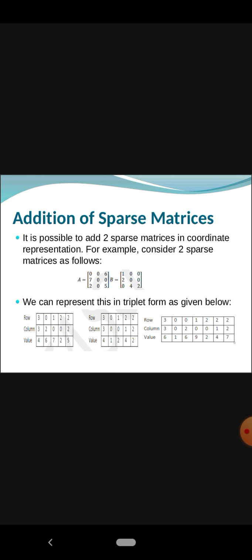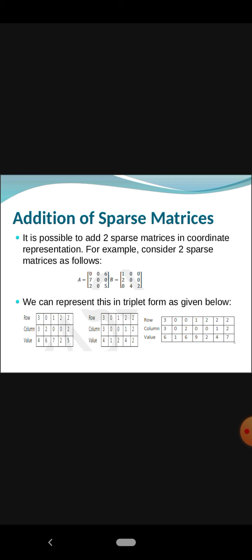Again we will increment the index. So next one will become 1, 0, 2. So we will compare this with the first representation. So 0 and 1. Here the first one is the lowest number, so we will consider that. So we will write it into the resultant representation. So we write 0, 2, 6. Then we will increment the index in the first matrix. So 1, 0, 7.